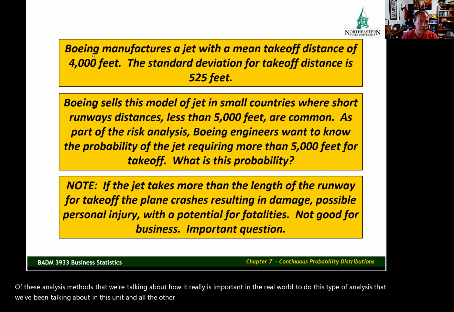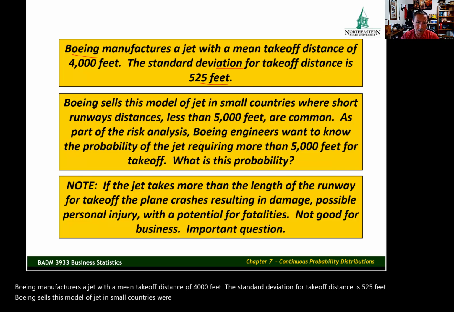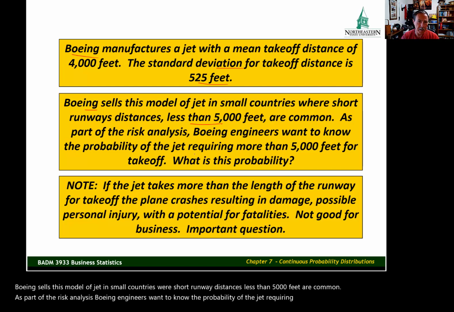Let me just read this scenario to you. Boeing manufactures a jet with a mean takeoff distance of 4,000 feet. The standard deviation for takeoff distance is 525 feet. Boeing sells this model of jet in small countries where short runway distances, less than 5,000 feet, are common. As part of the risk analysis, Boeing engineers want to know the probability of the jet requiring more than 5,000 feet for takeoff. What is this probability?